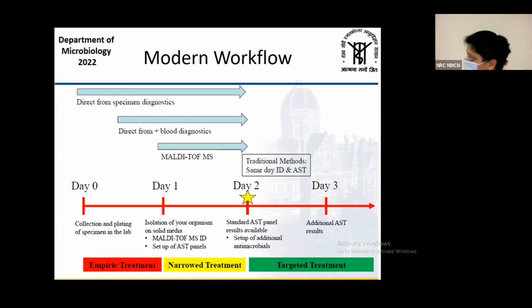Okay. So what am I showing over here? Collection and plating of the specimen, of course. Then day one, if you have a MALDI, you can tentatively identify your organism. And then there are the automated susceptibility results, Vitek and Phoenix, which can give you the susceptibility data within 8 hours. Okay, so the turnaround time is much, much less.